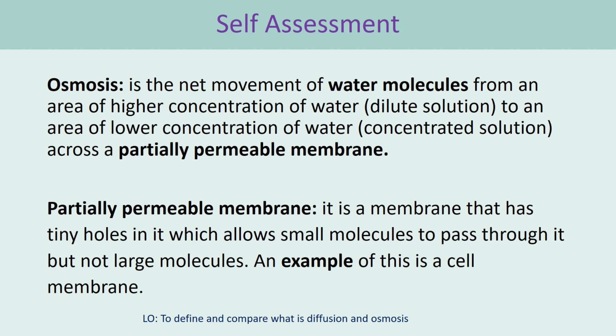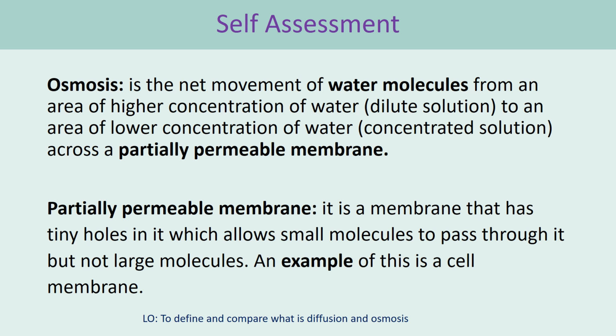We need to be talking about the water molecules. We need to be talking about the different concentrations, so that it goes from high concentration of water to low concentration of water. And we need to say that it happens through a partially permeable membrane. So what is a partially permeable membrane? For the second question, it's a membrane that has tiny holes in it which allow some molecules to pass through.